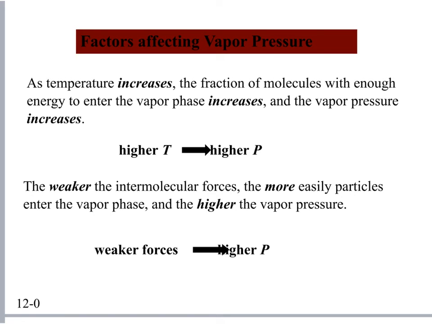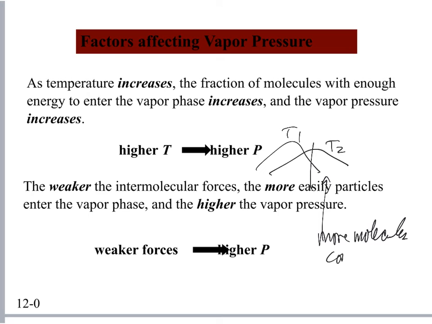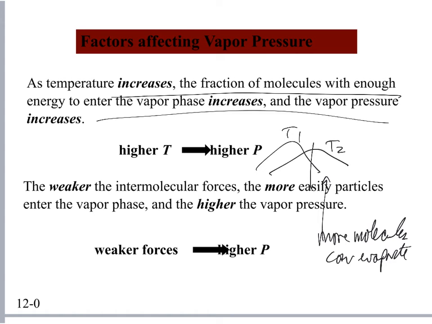As the temperature increases, the fraction of molecules with enough energy to enter the vapor phase increases and the vapor pressure increases. So what that graph didn't show you, and maybe I should go back, I won't, I can't, is that when I go to the higher temperature, T2, more molecules can evaporate. Okay? So again, as the temperature increases, the fraction of molecules with enough energy, that's the fraction beyond some arbitrary line, entering the vapor phase increases and the vapor pressure increases.